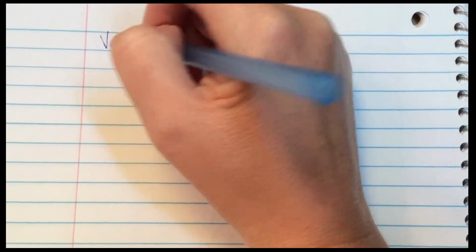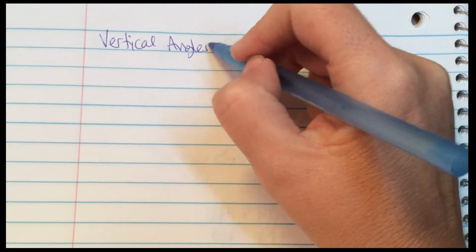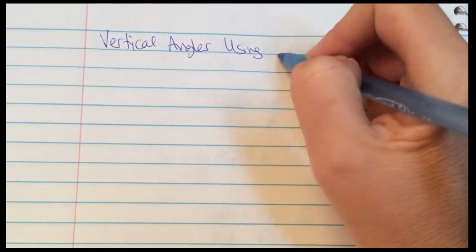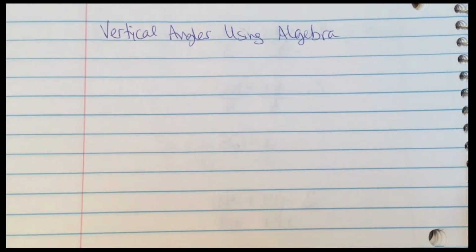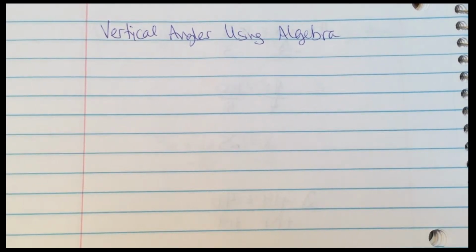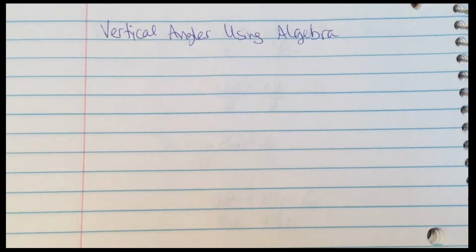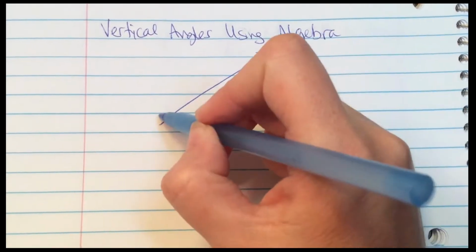All right, in this video we're going to be doing vertical angles using algebra. And again, we're going to just be doing probably two-step equations. And of course, vertical angles look like this.